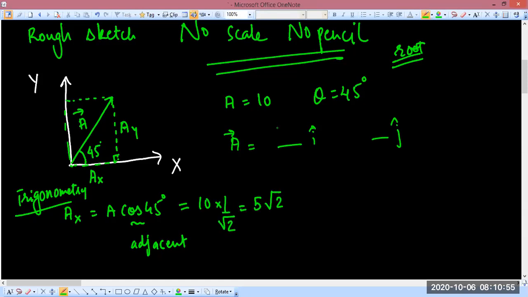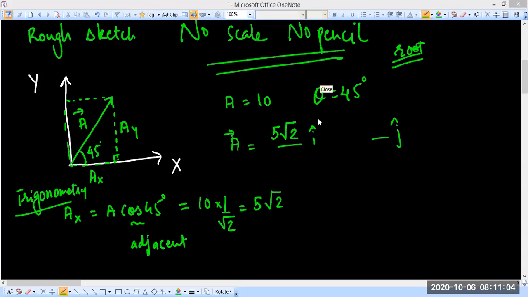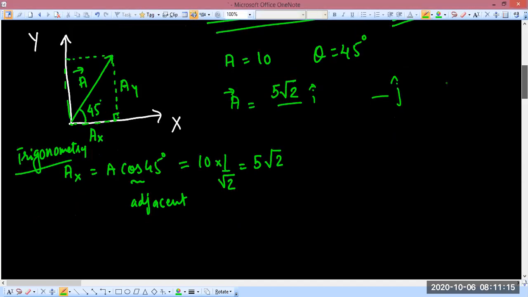All right, so this is 5√2. Clear? 5√2. Okay. Now, AY. See, for AY, you will have to use sine 45 degree. Correct? Sine, because this is opposite of 45. I hope you all see that.